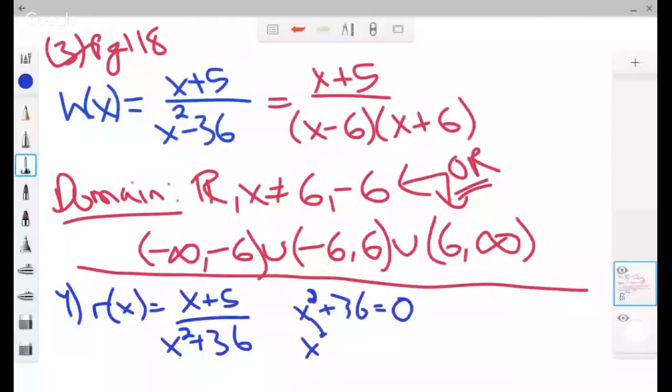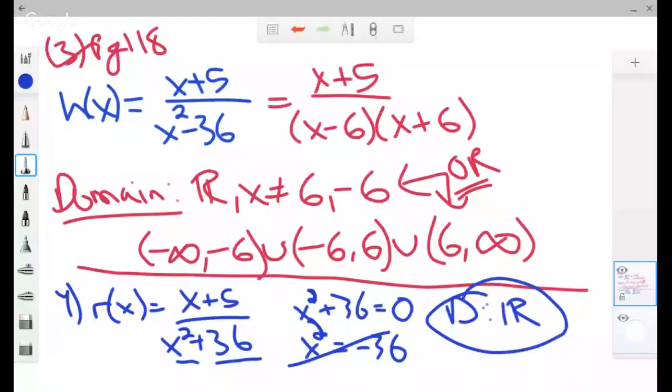if you try and solve for that, you end up taking the square root of a negative number, right? Also, you can notice that this is prime. I can't factor it, right? So the domain would be all real numbers. There is no restriction on x for that one, okay? So hopefully that clarifies it for you guys.